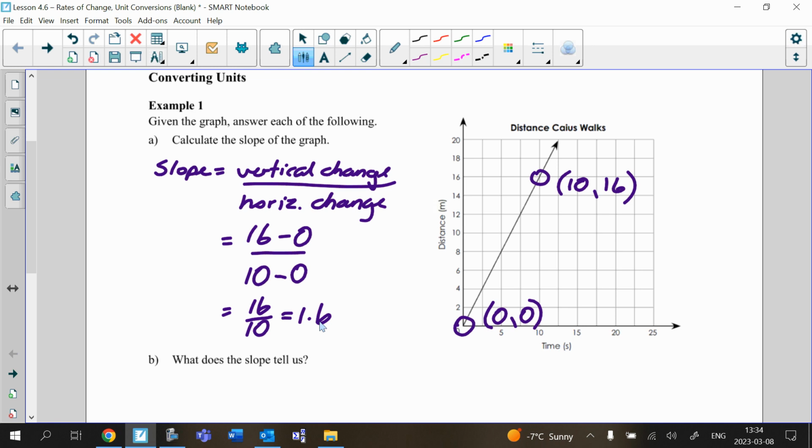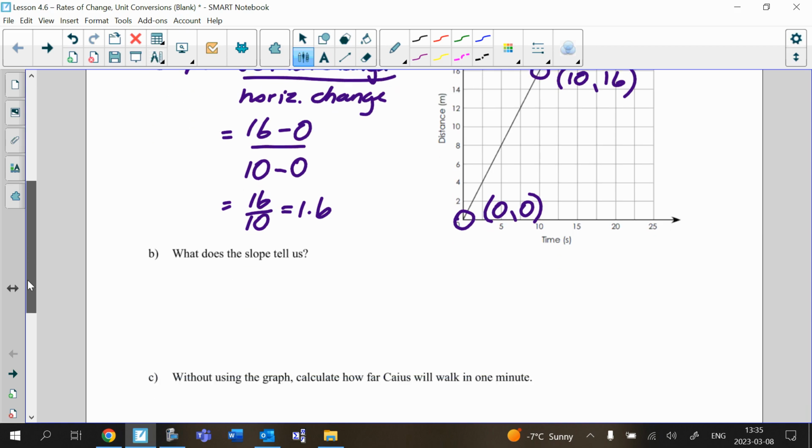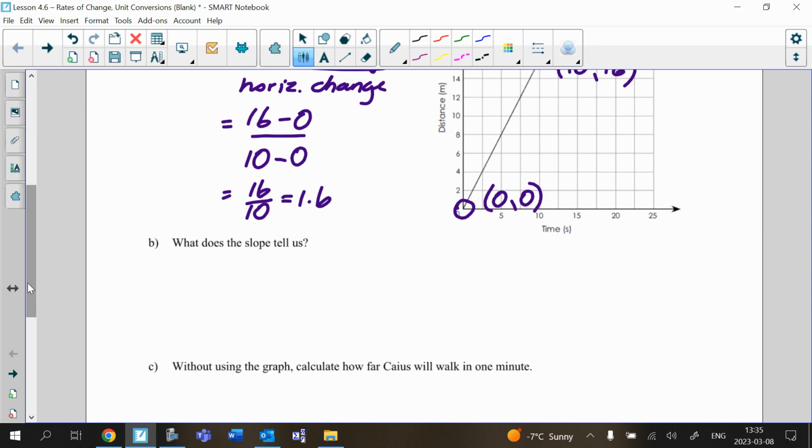Because you're not used to it. In grade 10 applied in pre-calc, you learned a formula for it, y2 minus y1 over x2 minus x1. Somebody asked you to find the slope, you did it, and you stopped when you got the number. And now all the questions we're doing have meaning. And speaking of which, what does this mean, 1.6?